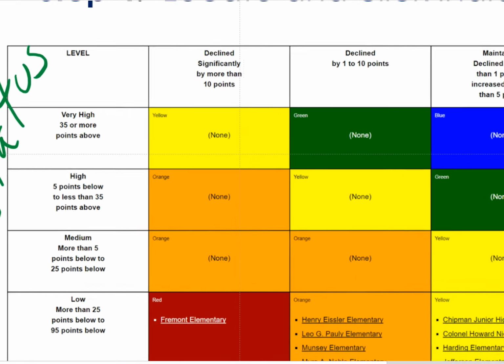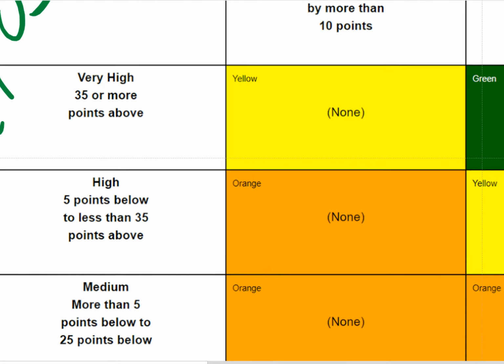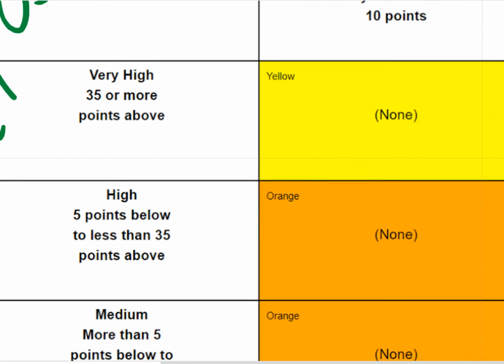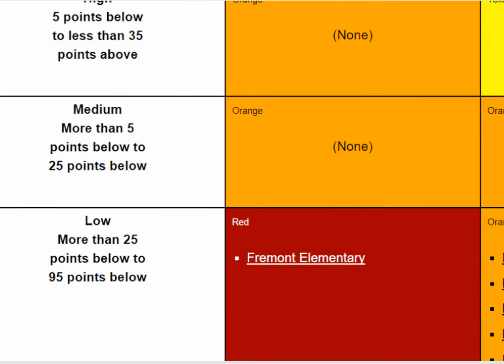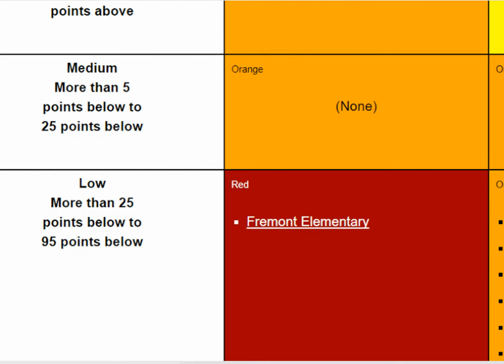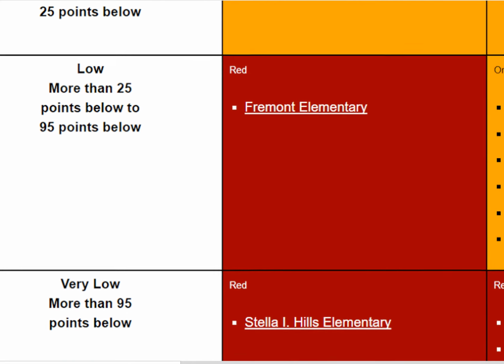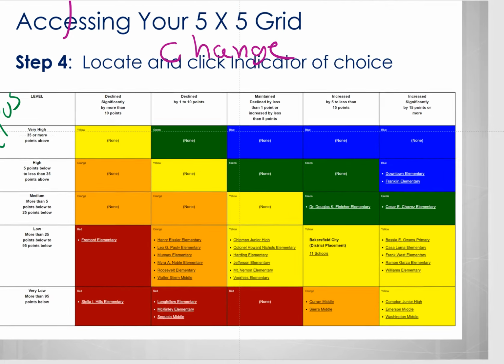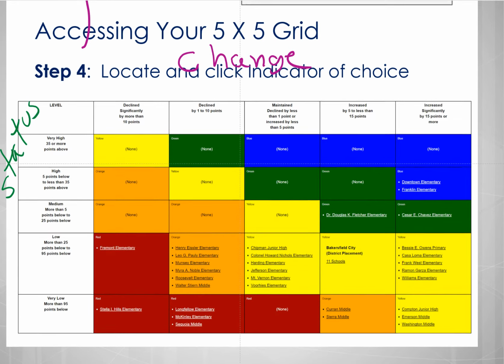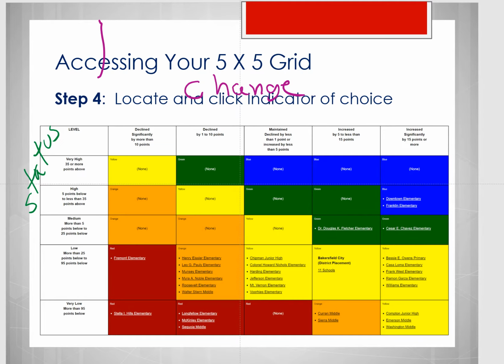So now looking over here at the left, and I'll clean this up a little bit, you can see the status categories of very high of 35 or more points. High is that range of 5 below to less than 35. You can read for medium, you can see for low, and then there's also one for very low. And so that is our 5x5 grid. It's based on the concept of status and change. And so there's really two numbers we're looking at. We're looking at where the district is in terms of status, and then we're also understanding what happened with change.